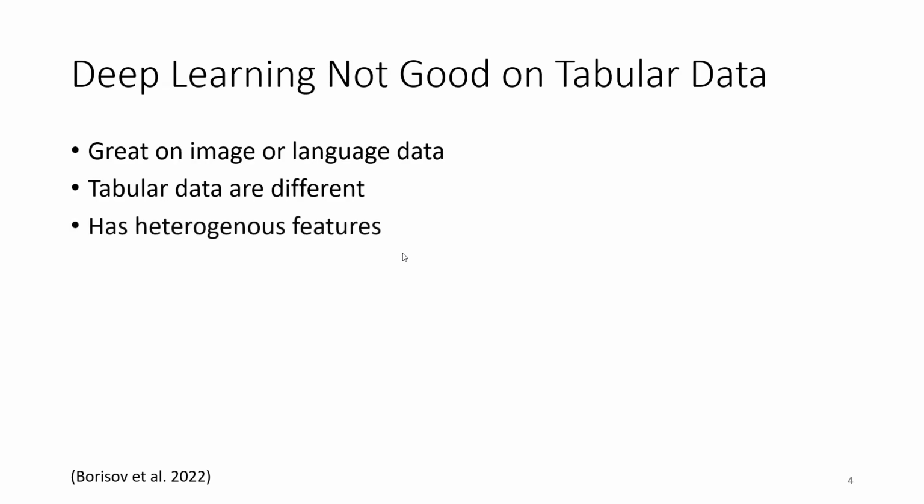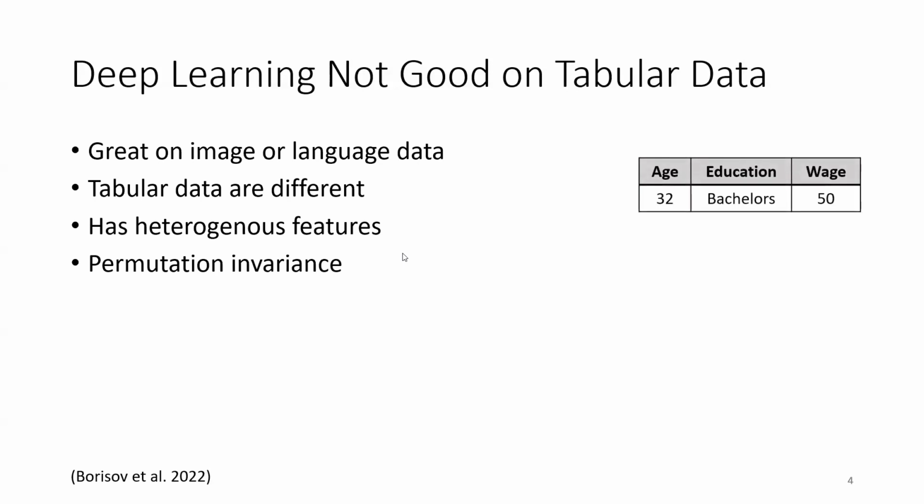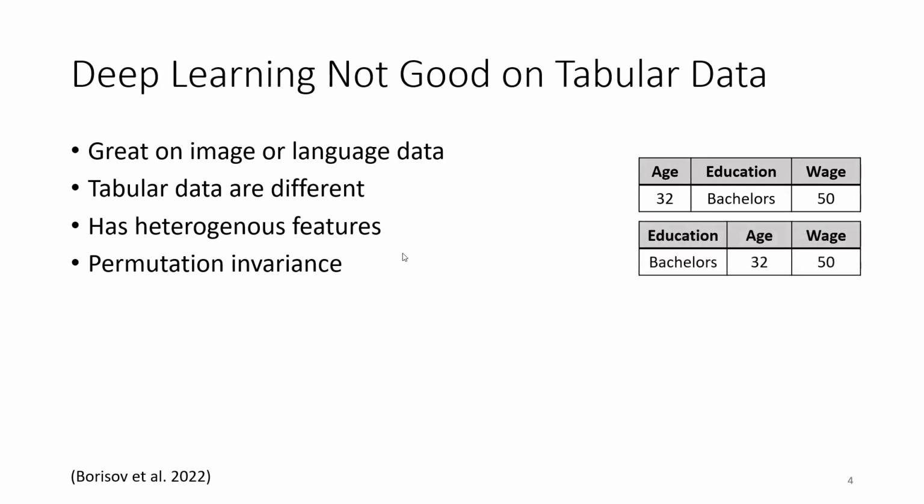How? One, they are composed of heterogeneous features. And two, unlike images or language data, positions do not matter. In short, there is a permutation invariance. Let's see some examples. Consider this tabular data with three features: age, education, and wage. All these features tell different things about this sample. If we swap the feature positions, we know that this sample is still the same. So feature positions do not matter.